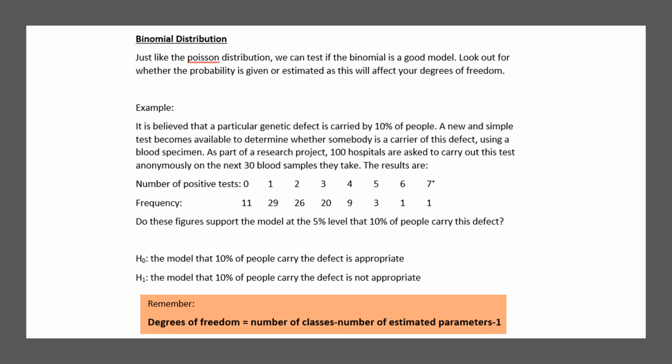Okay, so a new and simple test becomes available to determine whether somebody is a carrier of this defect using a blood specimen. As part of a research project, 100 hospitals are asked to carry out this test anonymously on the next 30 blood samples they take. The results are, and you can see what they are. So this is a binomial distribution with 30 being n, and the probability of carrying the defect is 0.1.